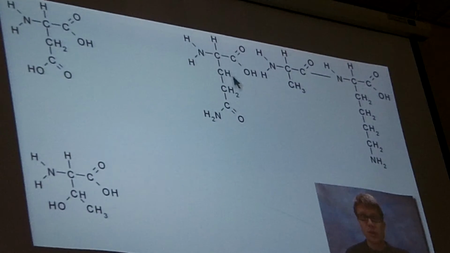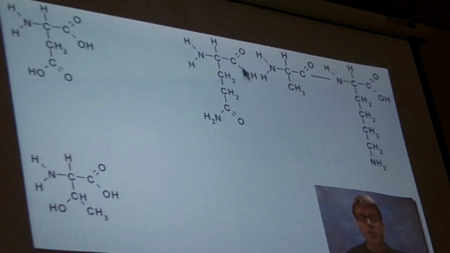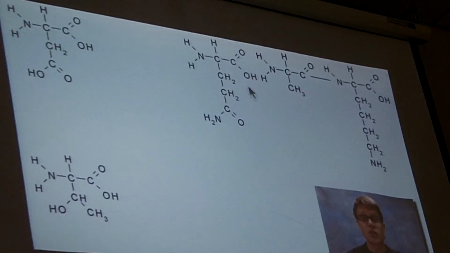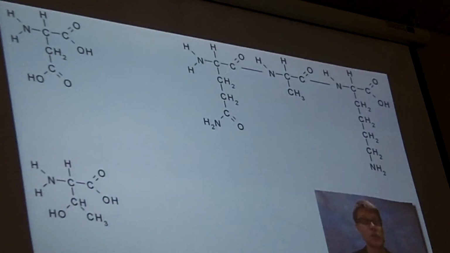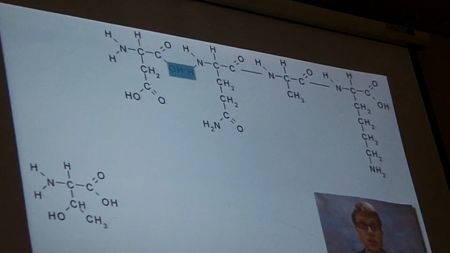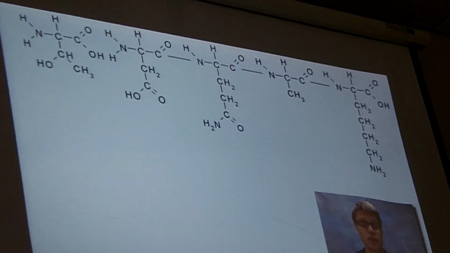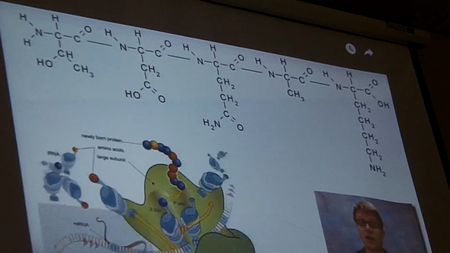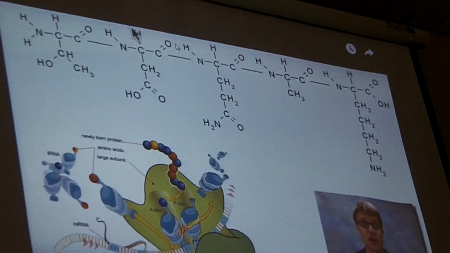But let's attach another one. So now we bring another one right next to it. You can see that the hydroxyl group or the carboxyl group is attaching into the hydrogen. We're going to lose a water, and then we're going to form another covalent bond. And then we put another one next to it. We lose another water. We form a covalent bond. And we do that again. And now we have... Those are called peptide bonds.